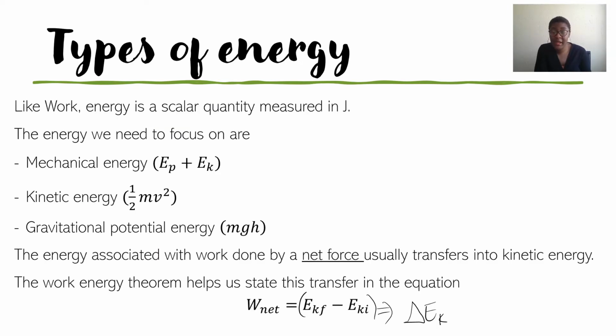The types of energy that you need to be familiar with are mechanical energy, kinetic energy, and gravitational potential energy. Now, your mechanical energy is the sum of all kinetic and potential energy. Kinetic energy is given by half times the mass times the velocity squared, and gravitational potential energy is given by the mass of the object times gravity times the height at which the object is.